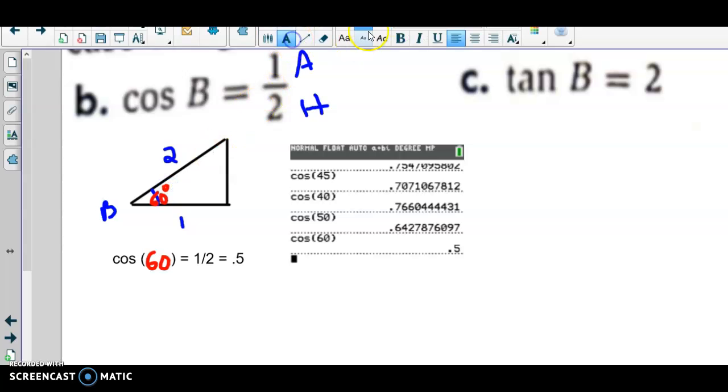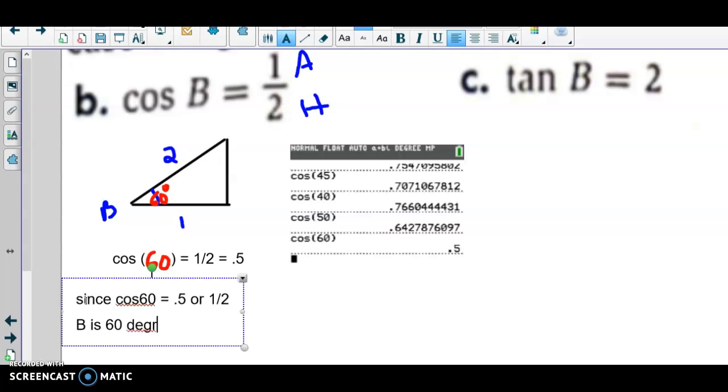Okay, so we could say since cosine of 60 is equal to 0.5 or 1/2, the angle B is 60 degrees. Boom, got it done. All right. So let's do our last one. Our last one is a tangent problem.